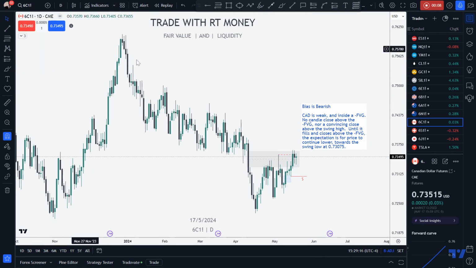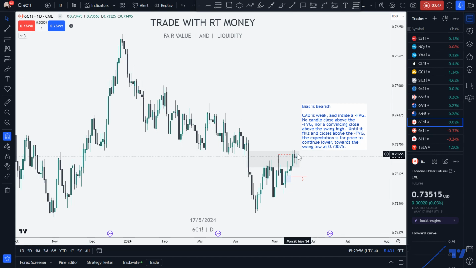Let me say that with the CAD, I am not changing my bias here. We have read the notes, but because price has made a new swing low and moved back up to this internal pool of liquidity, we have not closed above it. We have not traded through it yet. We have not traded through this break of market structure here.